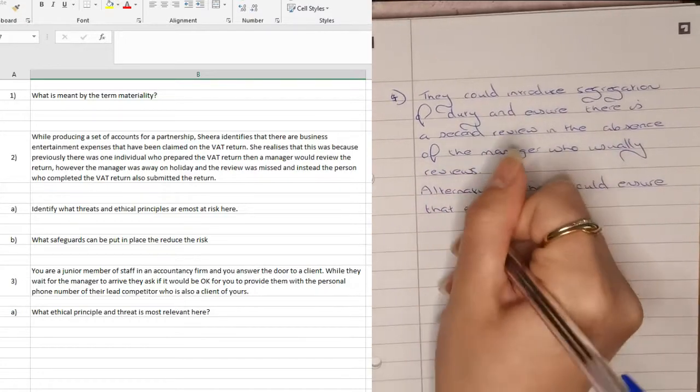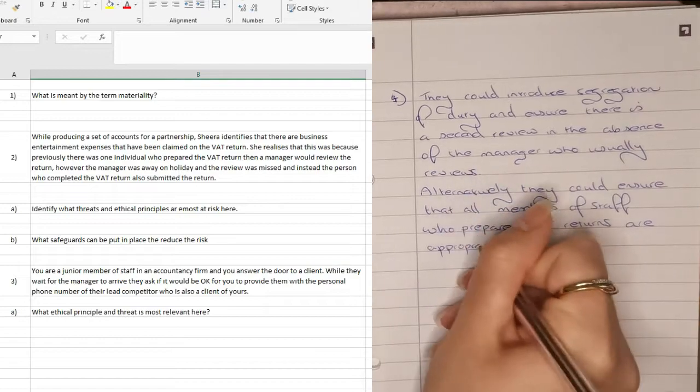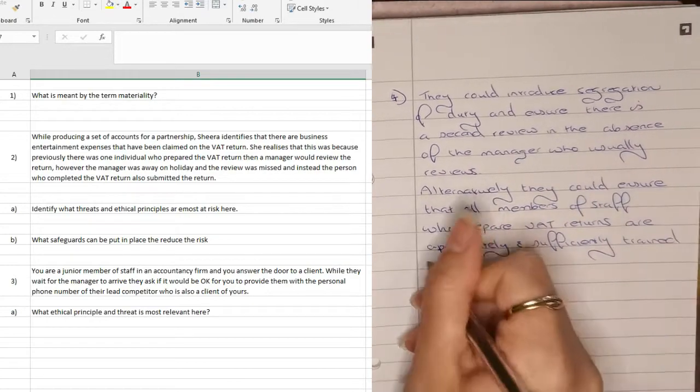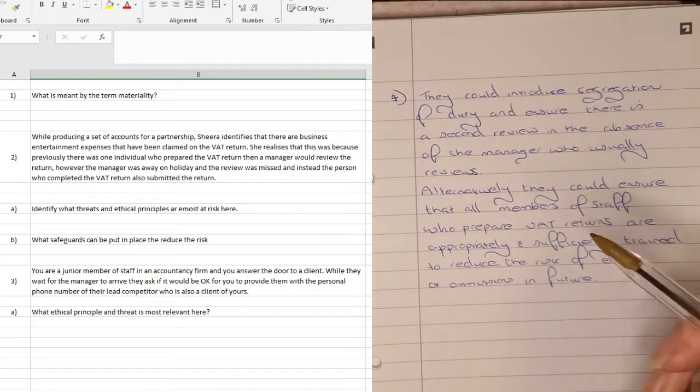They could introduce segregation of duty and ensure there is a second review in the absence of the manager who usually reviews. Alternatively, they could ensure that all members of staff who prepare VAT returns are appropriately and sufficiently trained to reduce the risk of errors or omissions in the future.